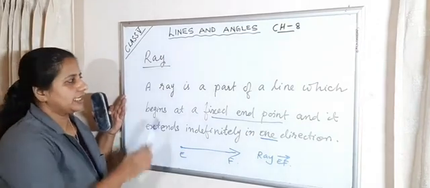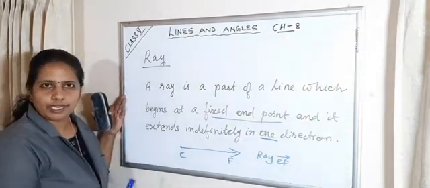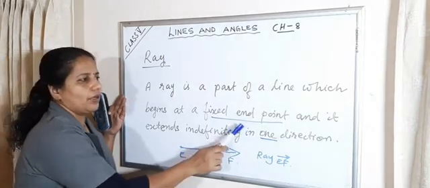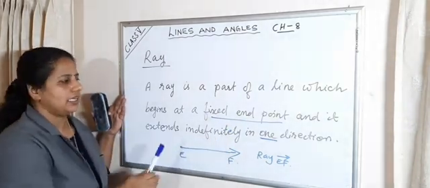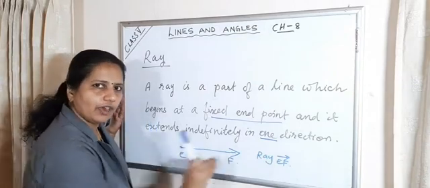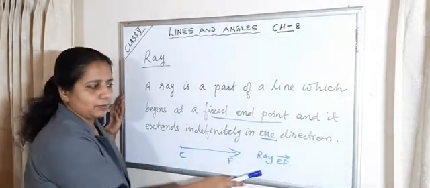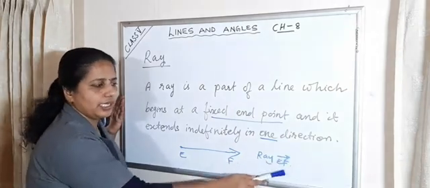Take your notebook and write. A ray is a part of a line which begins at a fixed endpoint and it extends indefinitely in one direction. That is, this is ray EF. The symbol of a ray is this one, ray EF.